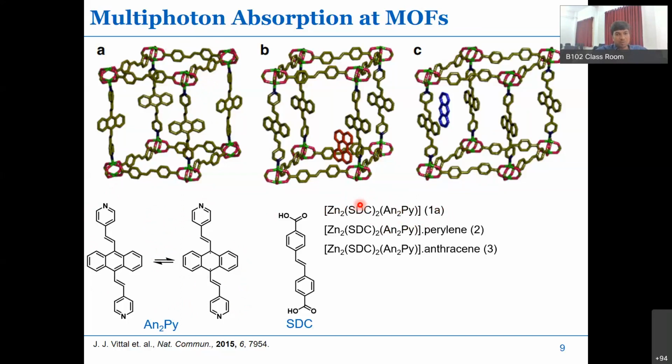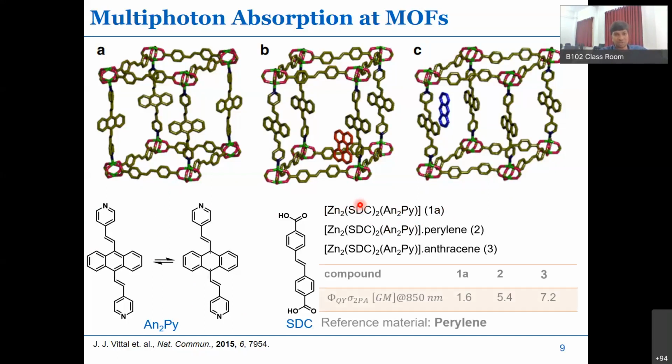Upon excitation of this compound under lasers, it shows very good nonlinear activity, and of course, this is the first paper showing multi-photon absorption, with an action cross section value of 1.6. Later, a lot of different organic molecules were loaded into the framework, where you can see here one is pyridine, which we call compound 2, and another one is anthracene.